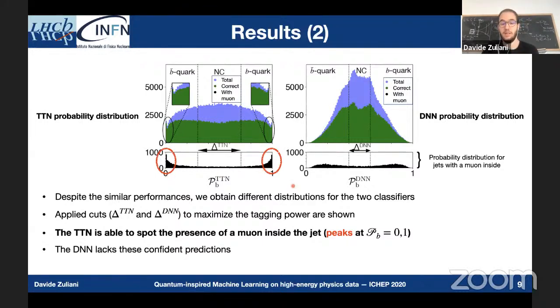Since these two plots here at the bottom, the black ones, are those where a muon is found inside the jet, we can see that the tensor network can spot the presence of a muon, while the deep neural network doesn't have these confident predictions.